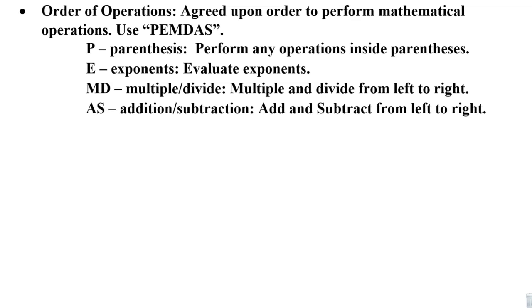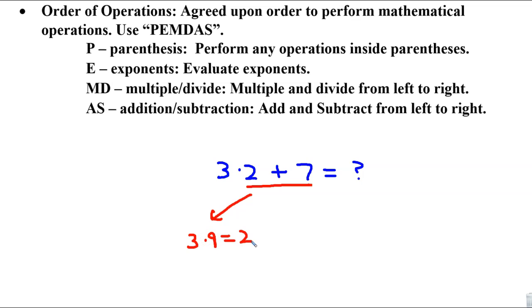So like we said, when we're dealing with expressions, we need to be concerned about the order of operations, which we'll say is the agreed upon order to perform mathematical operations. For example, let's go with our 3 times 2 plus 7 expression again, and we want to know what this is equal to. If I do my operations in different orders, I'm going to get different answers. If I did the 2 plus 7 first, that would give me 2 plus 7 is 9, so I'd have 3 times 9, which is equal to 27.